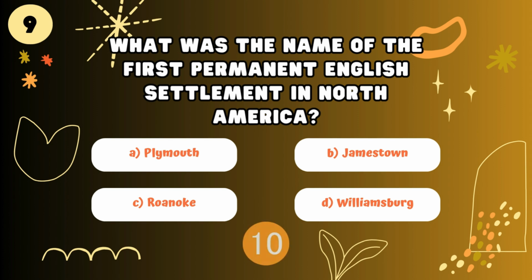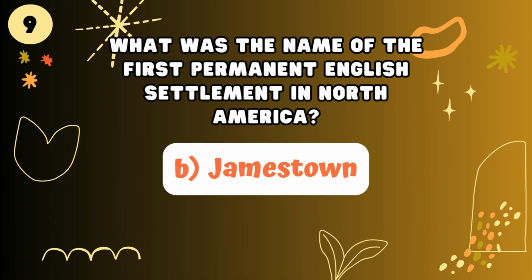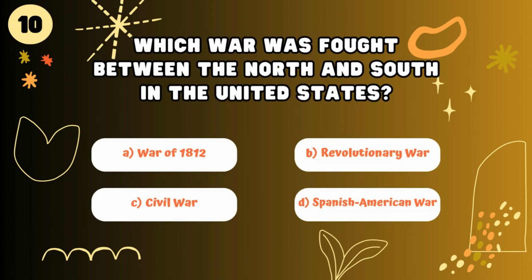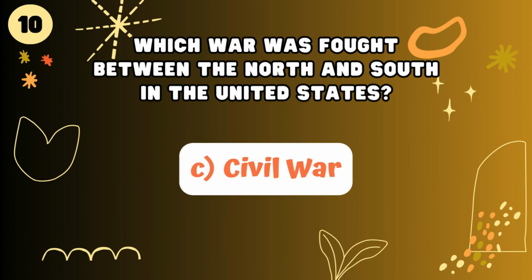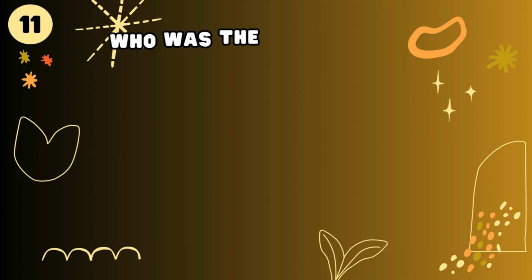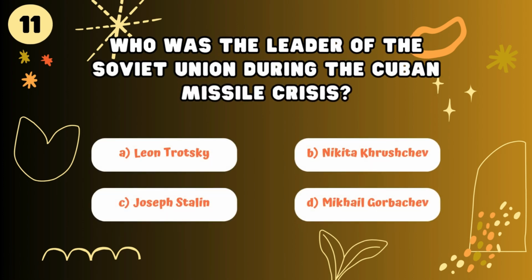Plymouth, Jamestown, Roanoke, Williamsburg. Answer: Jamestown. Which war was fought between the North and South in the United States? War of 1812, Revolutionary War, Civil War, Spanish-American War. Answer: Civil War. Who was the leader of the Soviet Union during the Cuban Missile Crisis?